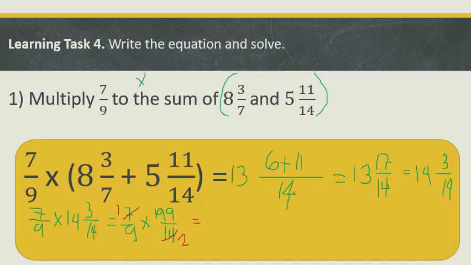So, multiply na natin. So, 1 times 199 is 199. 9 times 2 is 18. So, ang 199 divided by 18, mayroon tayong 11. So, ang remainder po natin dyan ay 1 over 18. So, ito po ang ating answer. So, medyo mahaba yung process niya.